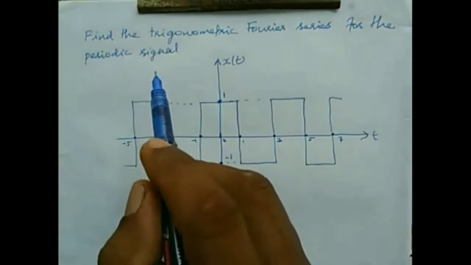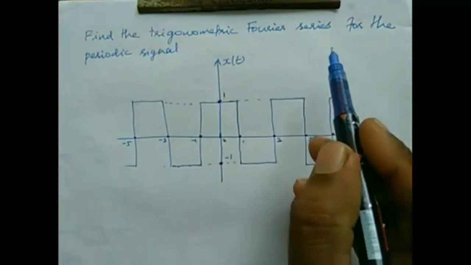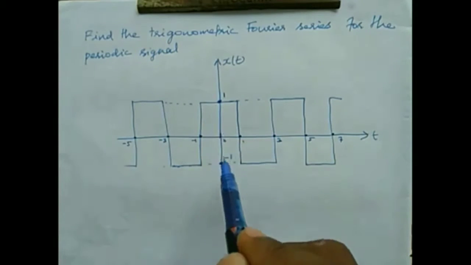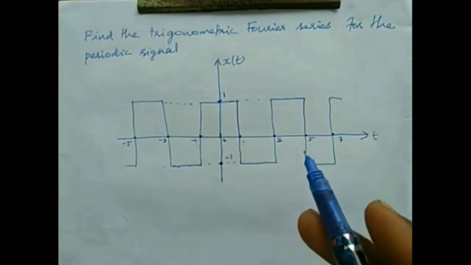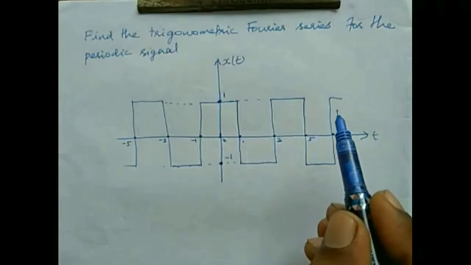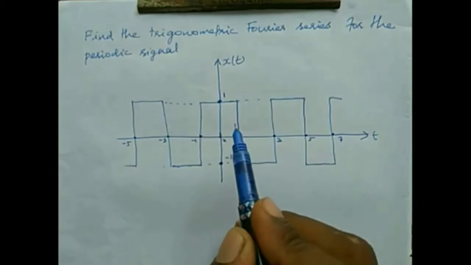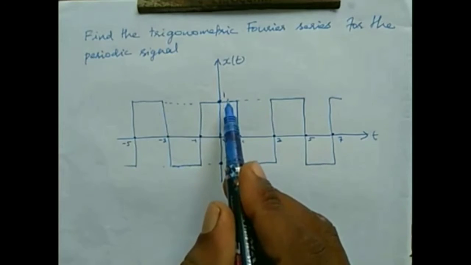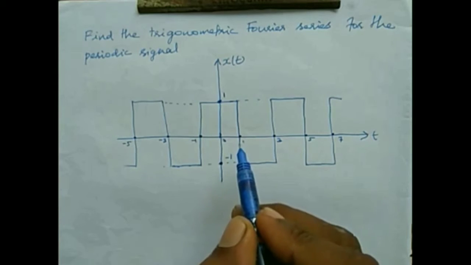Okay, next we are going to find the trigonometric Fourier series for the periodic signal shown in the figure below. This is the signal given in the question. Okay, let us analyze the signal. This is a square wave of positive amplitude +1 and negative amplitude -1.